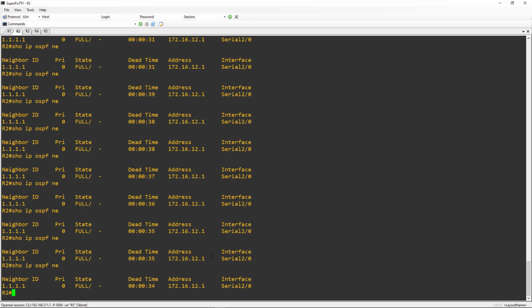The address column, or this address field, represents literally the neighbor's IP address, and then the interface represents the exit interface that I go out of to get to that particular peer.